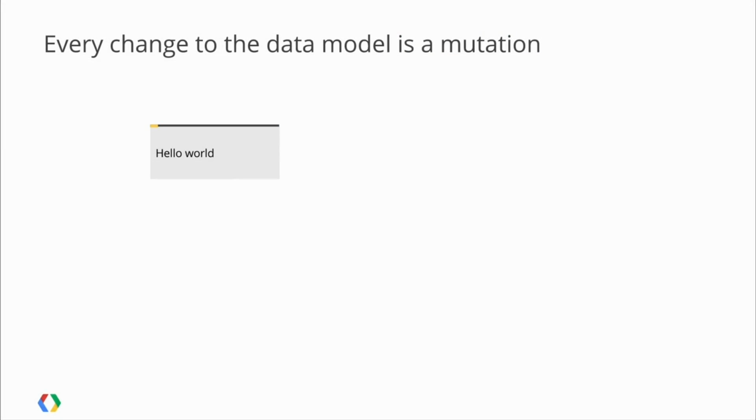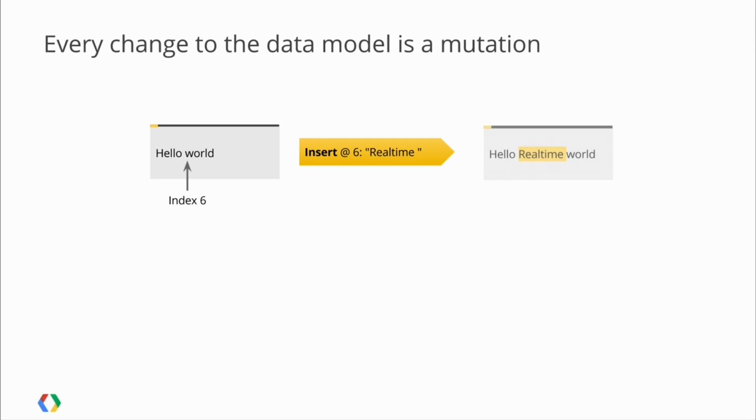And the way we do that is we break every change you do to the data model down into these things called mutations. And a mutation is just a simple operation on the data model. So let's go through an example here. Here we have just a string, and we can assume this is a collaborative string. And the user starts with this string hello world, and they start typing in. Well, we generate an insert mutation. Let's say that the user inserted the word real time between hello and world. Well, we generate this insert mutation that says, insert at position 6, this text real time. When that gets applied, we end up with hello real time world, as you would expect.